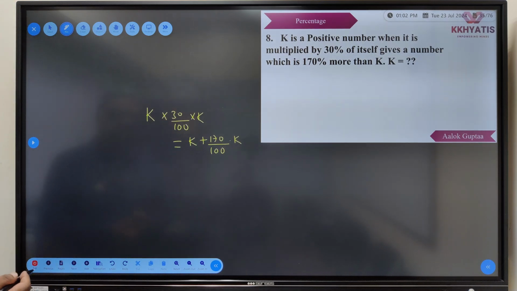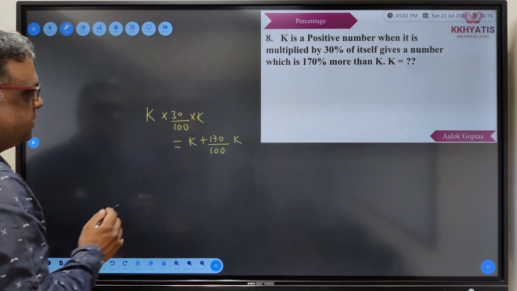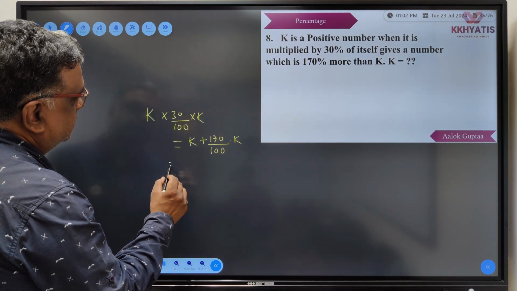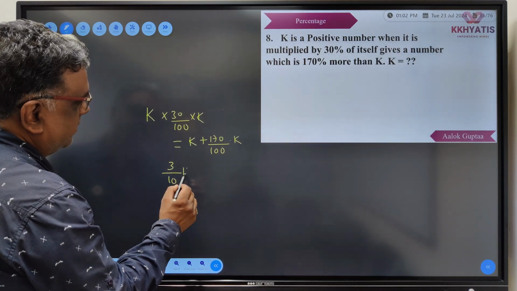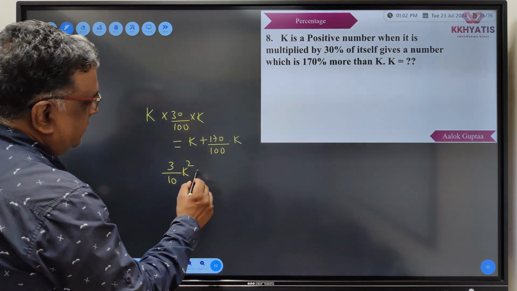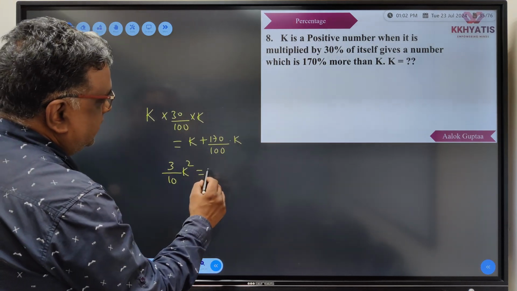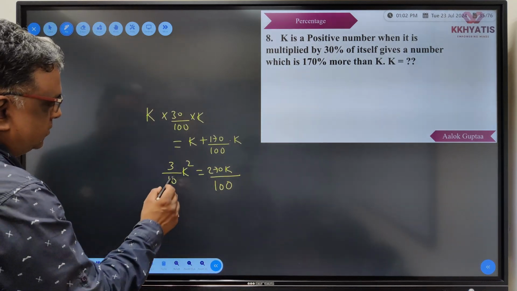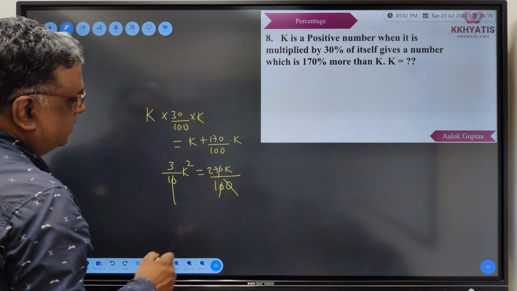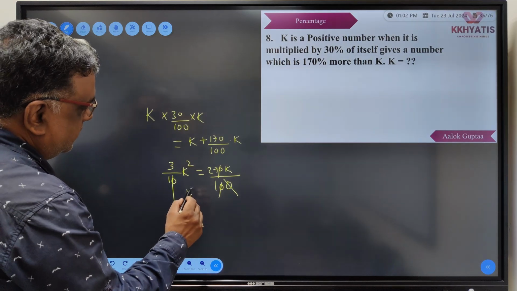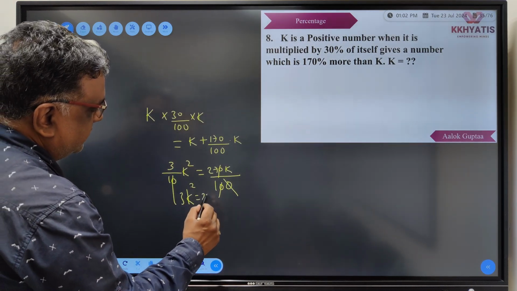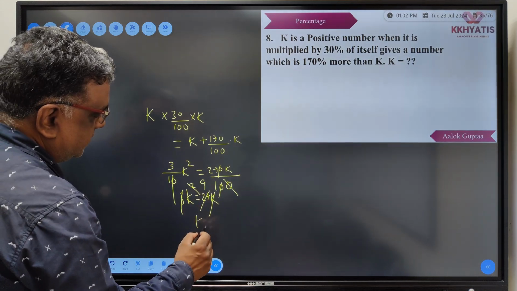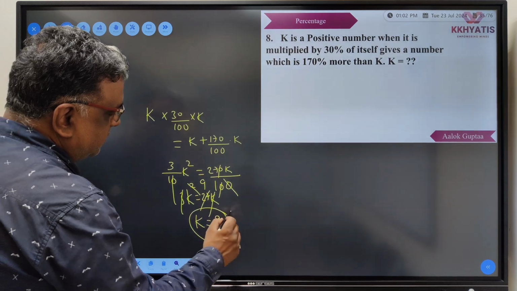So we have to find the value of k. So isn't it simple? So this will become 3 upon 10 k square, correct? And this will become 270 k upon 100, right? So this will get cancelled here, this will get cancelled here. So 3k square is 27k, k will get cut, 3 will get cut with 27, so k will be 9. So the answer of k is 9.